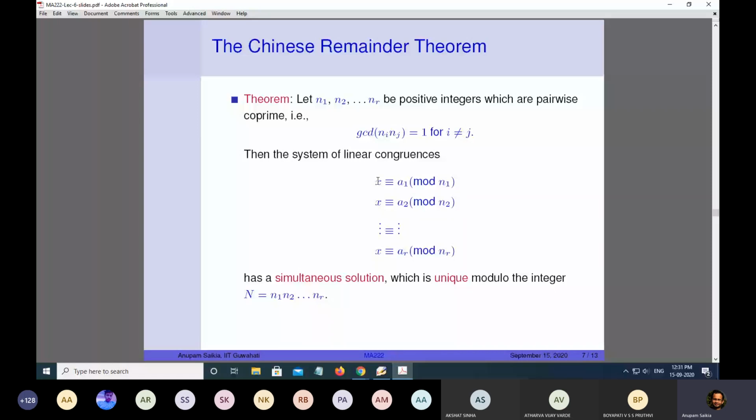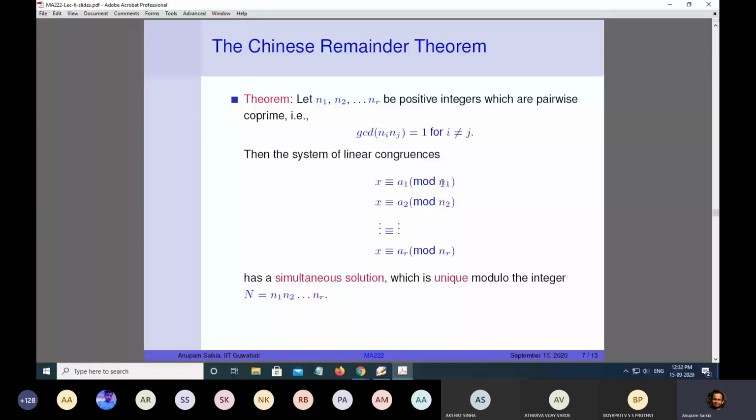So basically I want an integer which leaves remainder A1 when I divide by 35 and leaves remainder A2 when I divide by 18. That's why we are fixing the remainders when we divide by some co-prime integers, and then we want to look at common solutions.